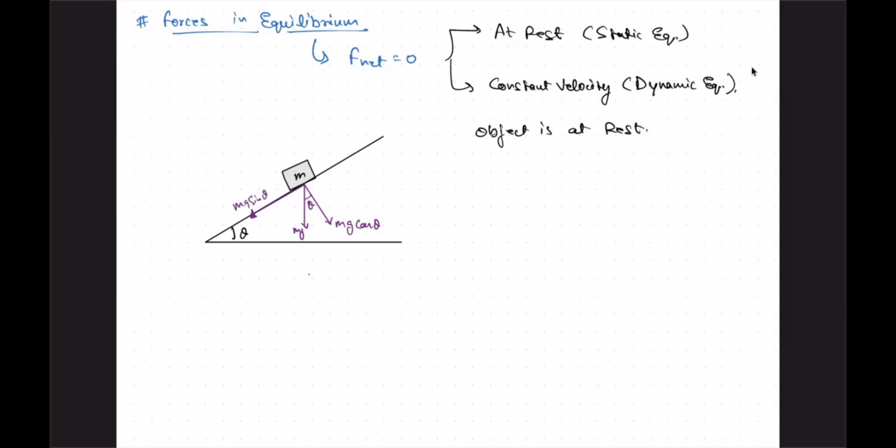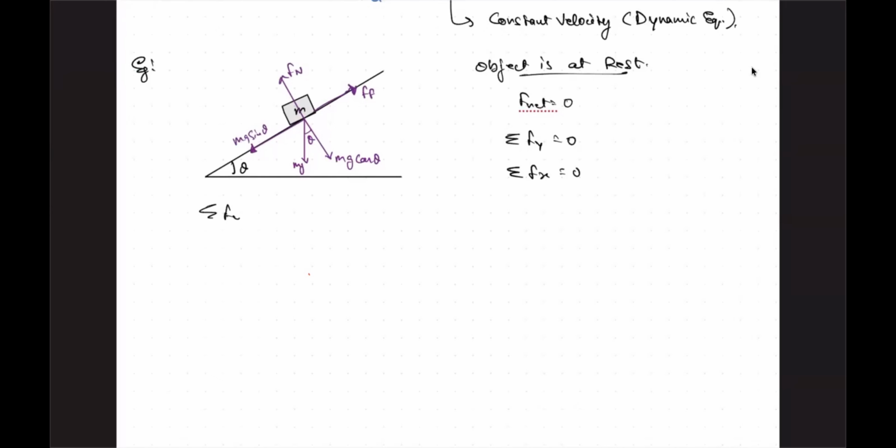Now, as it is not moving, definitely there will be a friction acting in the opposite direction, along the plane, and a normal force perpendicular to the surface. So as it is given that the object is at rest, I can simply say that F net is zero. F net means the summation of Fy is zero and the summation of Fx is also zero. For the summation of Fy equal to zero, the normal force has to be equal to mg cos theta.